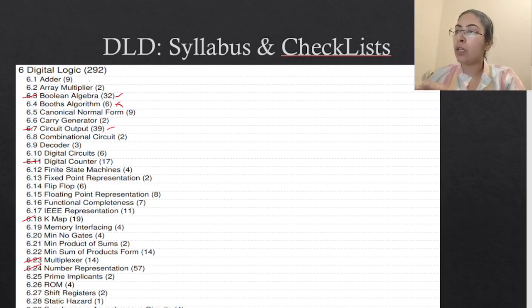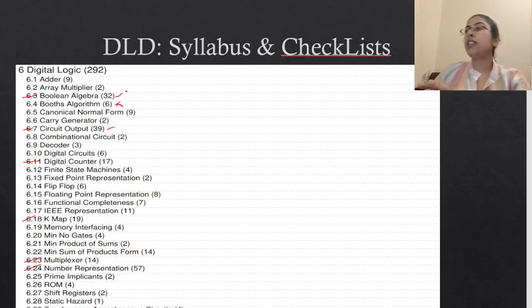Next is prime implicant, 2 questions. ROM, 4 questions. Shift register, 2. Static hazard, 1 question. Synchronous and asynchronous circuit, 4 questions.